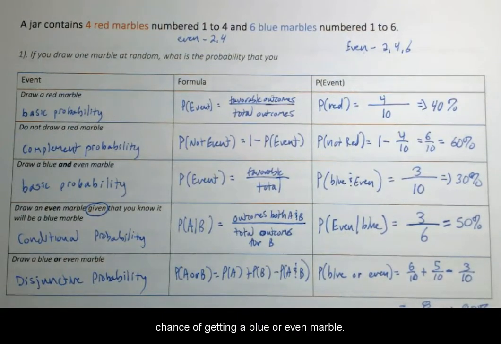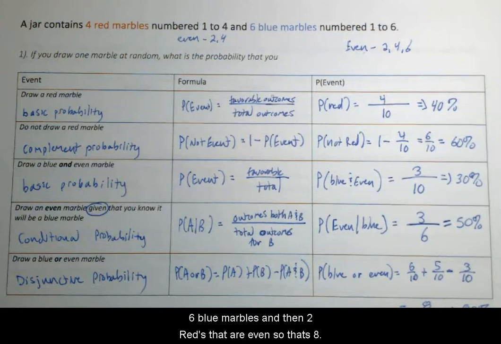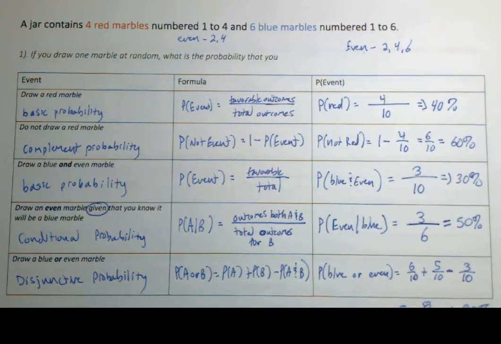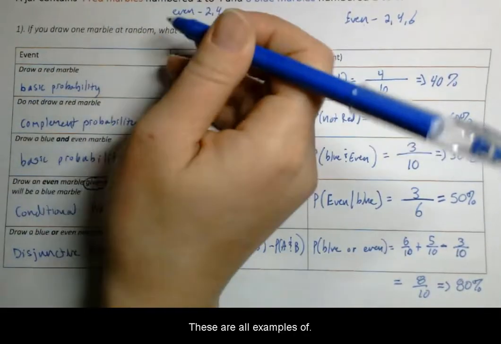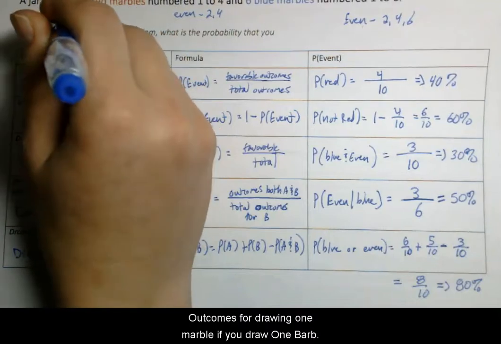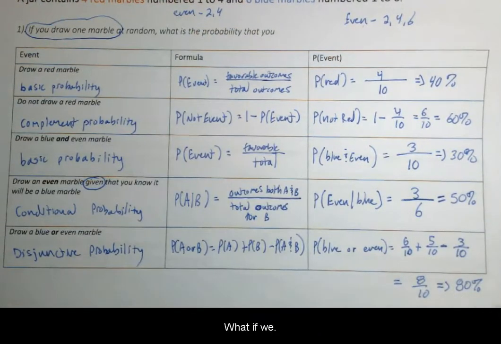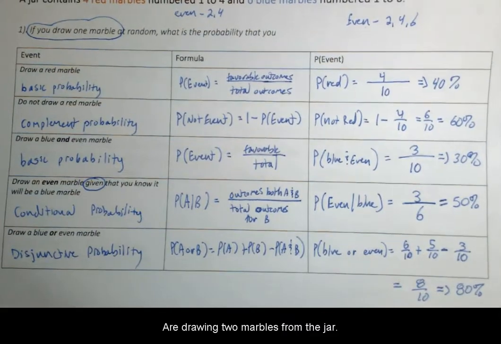So there's an 80% chance of getting a blue or an even marble, which makes sense because it's 6 blue marbles and then 2 reds that are even. So that's 8 possibilities out of 10, 80% chance. So these are all examples of outcomes for drawing one marble. But what if we are drawing 2 marbles from the jar?